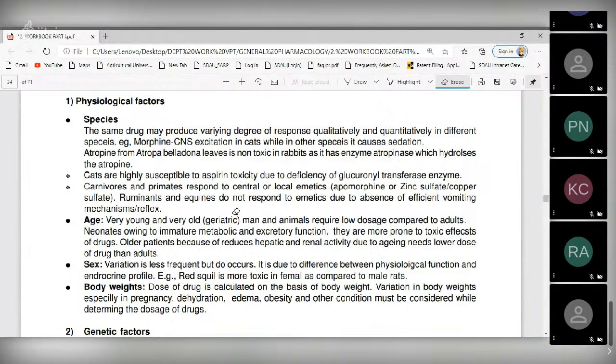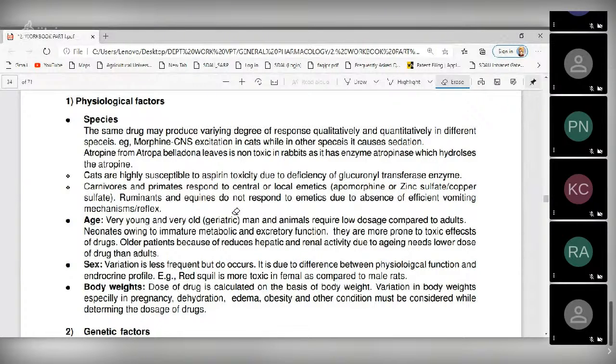Another example is atropine. If it is consumed by the rabbit, there will be no toxicity, because the stomach of the rabbit produces the enzyme atropinase, and because of this atropinase the atropine is hydrolyzed, and it will produce no toxic effect on the rabbit. But if the same atropine is consumed by other animals, it will produce toxicity.